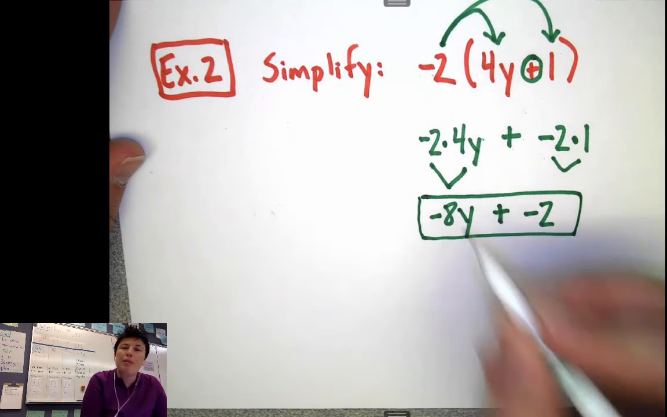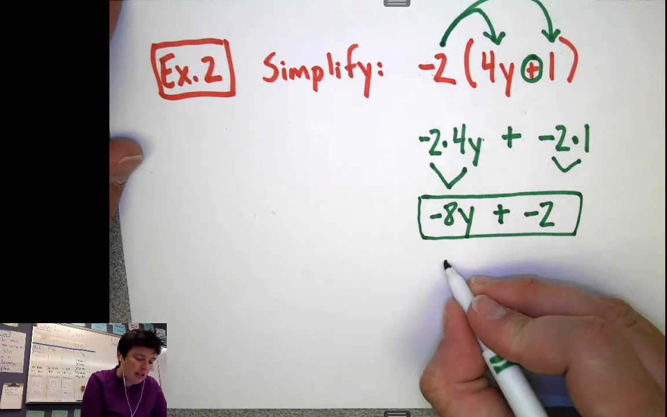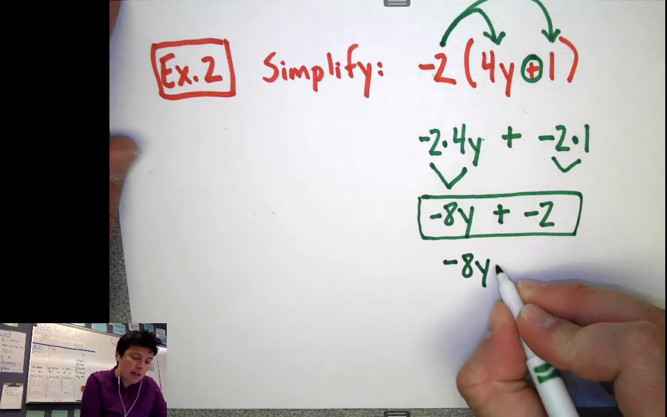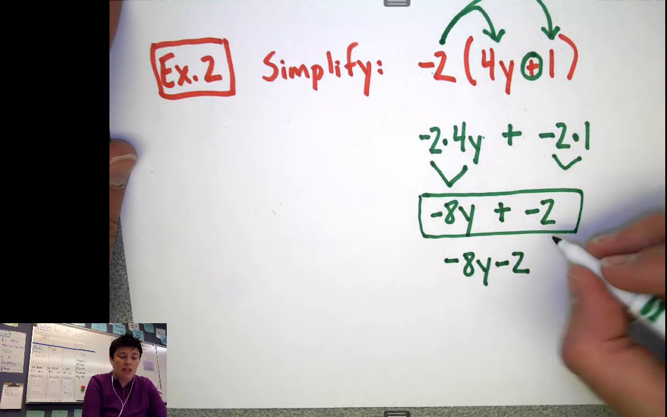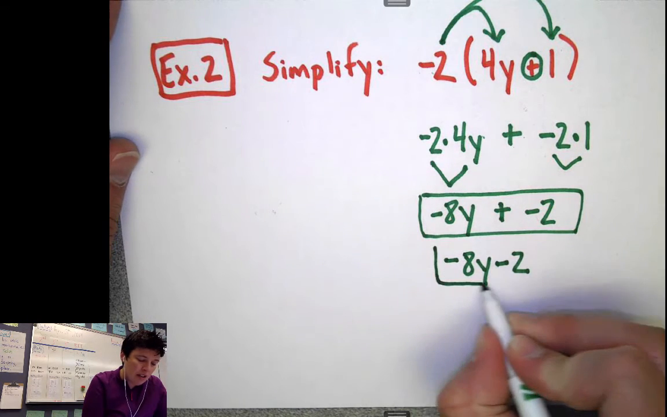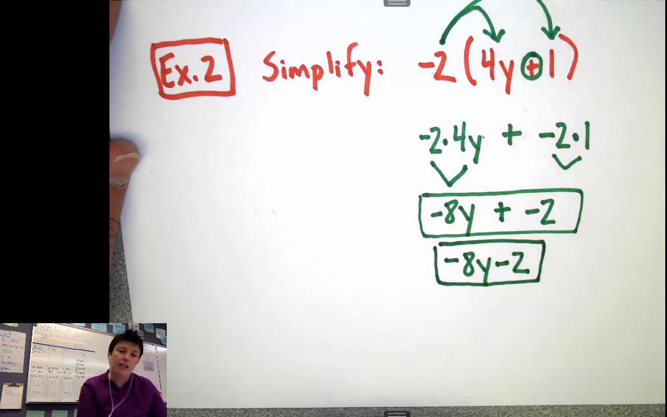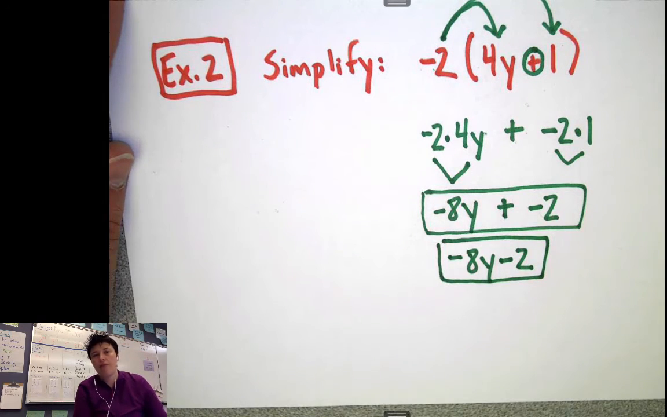But there are a lot of people that are like, the plus negative 2 is too many signs. I just want to write it like this, negative 8y, and then a minus 2. And that's mathematically the exact same thing. It's kind of like undoing heap change. So I'm going to say either one of these is totally fine as a solution, whichever one you prefer. Negative 8y minus 2. Or negative 8y plus a negative 2.